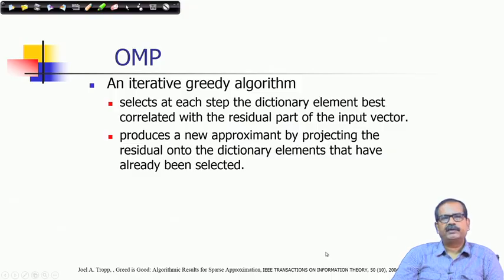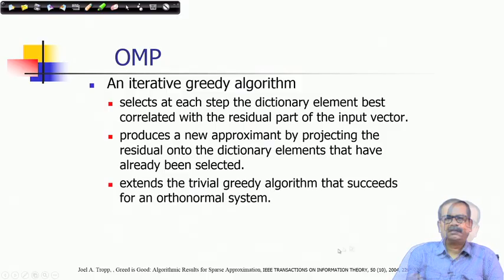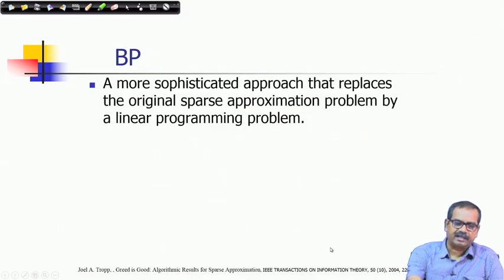So, it produces a new approximation by projecting the residual onto the dictionary elements that have already been selected. What I described is mentioned here: every time you consider the residual part of the input vector, you project it on a dictionary element which has not been used already, and the dictionary element giving you the maximum value of projection should be included into your set S, and you use set S for the efficient representation. It extends the trivial greedy algorithm that succeeds for an orthonormal system. That is the characteristic.